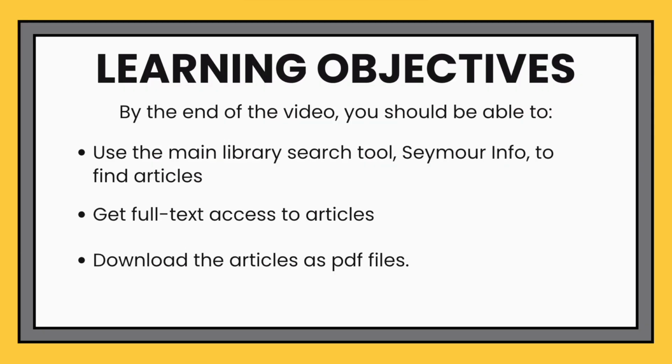In this video, I'm going to show you the easiest way to find appropriate peer-reviewed articles through our University Library website. We'll use the main library search tool, which is the quickest way to get started, so you can find what you need without having to know which database to choose.